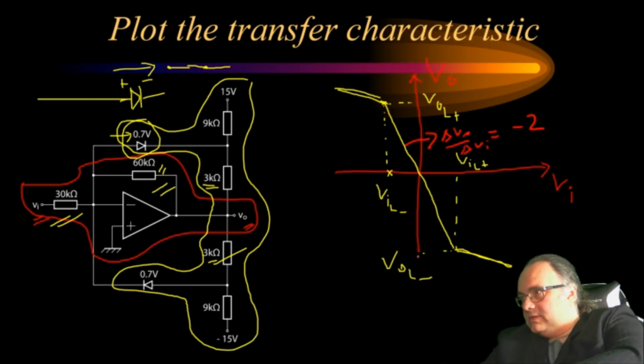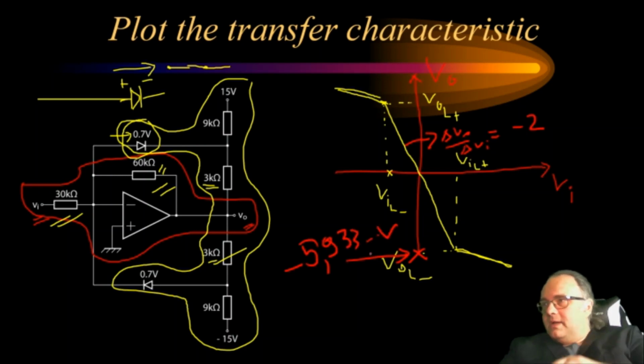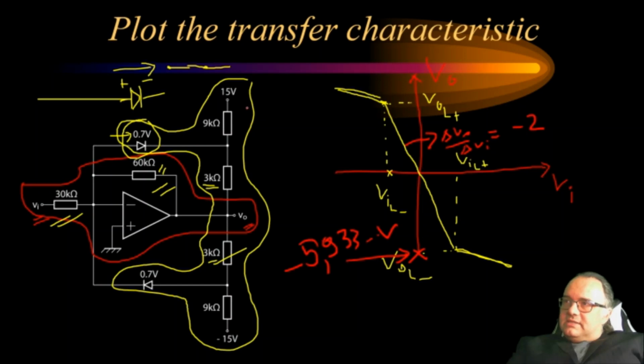So this is this node, V out low. This is minus 5.933 etc. volts. Now we see that the circuit is symmetrical like this, so this is the same as this. So if I calculate now the conditions for this diode, I'll get plus 5.933 volts. I have the slope here of minus 2, so I can get what is now this level.